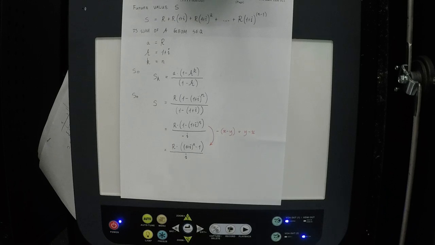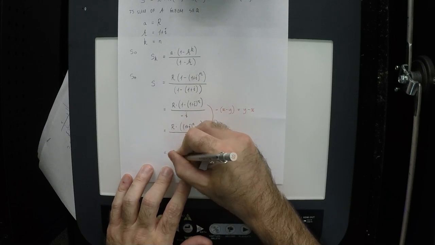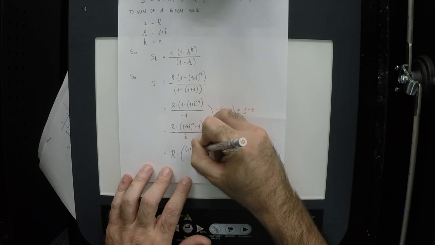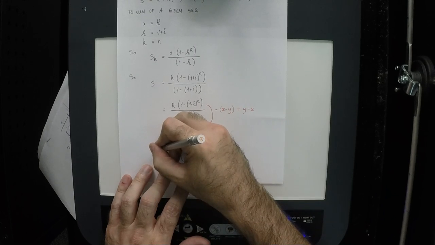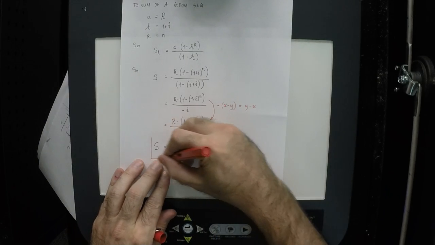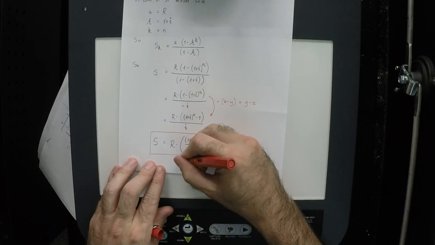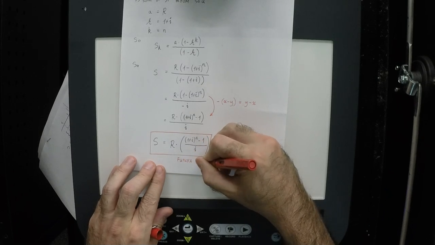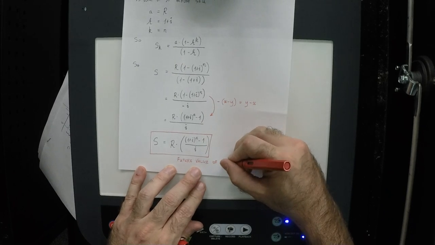So I'll make one more step. I'm going to factor out the big R and write it like this. R multiplied by (1 plus I to n minus 1) over I. This is a formula that from now on you're expected to memorize. This is called the future value of an annuity. And to be very overly precise, future value of an ordinary annuity.